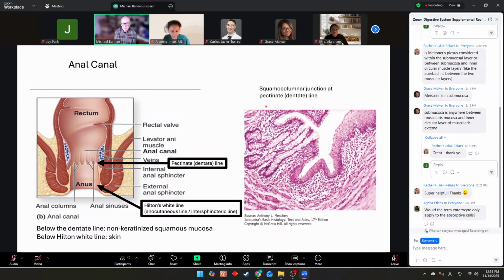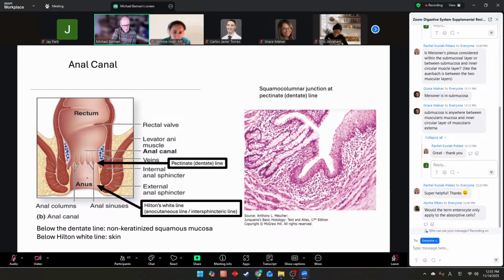At the upper level, we have the transition from the squamous lined esophagus to the columnar lined stomach. At the lower end of the GI tract, we have the transition from the columnar lined rectum to the squamous lined anal canal. And this transition occurs, for the most part, near the pectinate or dentate line. This is a landmark that is used by gastroenterologists and surgeons. You see it has the zigzag pattern here.